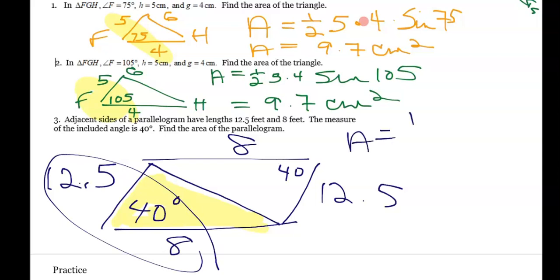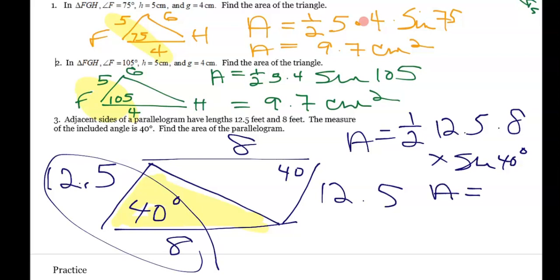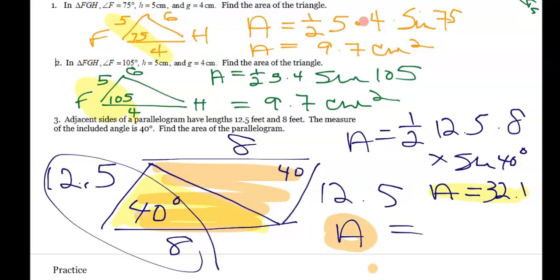So let's figure out my area. So area is 1/2 times 12.5 times 8, and then times the sine of 40. If you put that in your calculator, you should be getting the area is 32.1. Okay, that's the area of the yellow. So the area of the entire thing, the orange, is going to be twice that. So the area of the orange equals 2 times 32.1, or 64.2, and it's in feet, so this will be feet squared.